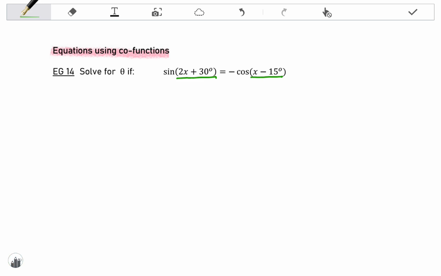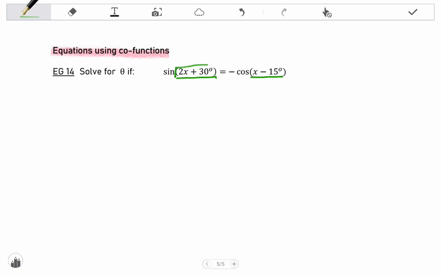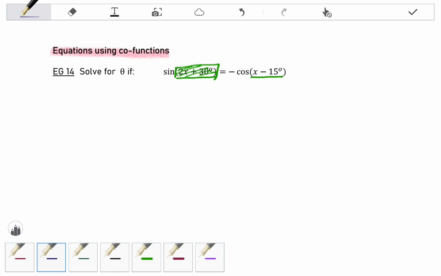So what I'm going to do is change my right hand side to the co-function. Yes, you could change the left hand side. I'm just sticking to a set method of always changing the right hand side, but it does work both ways. So I'm just going to block this out for now. I don't want you to get confused, so just don't let that complex angle muddle your brain. Just block it out for now, literally.